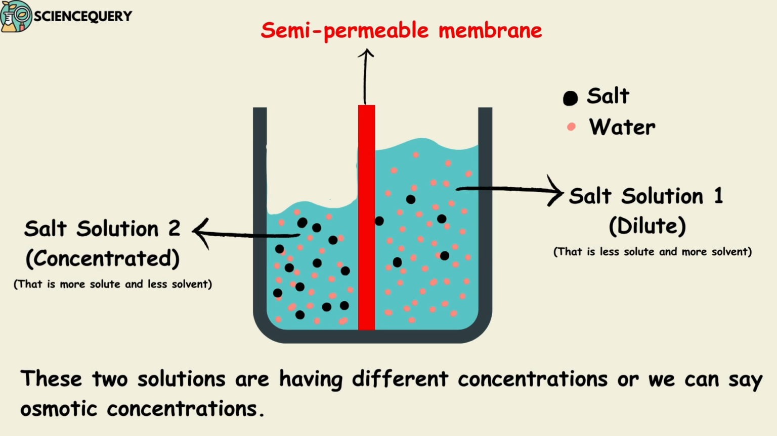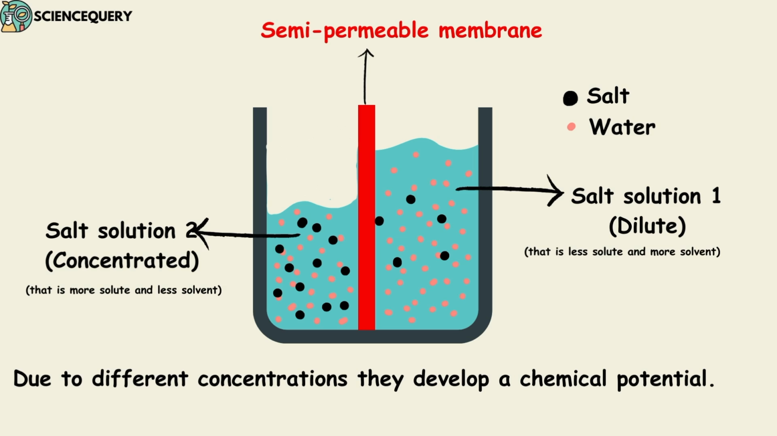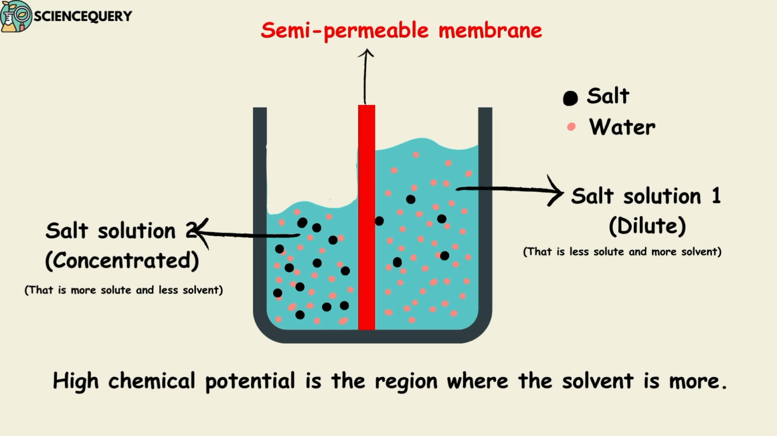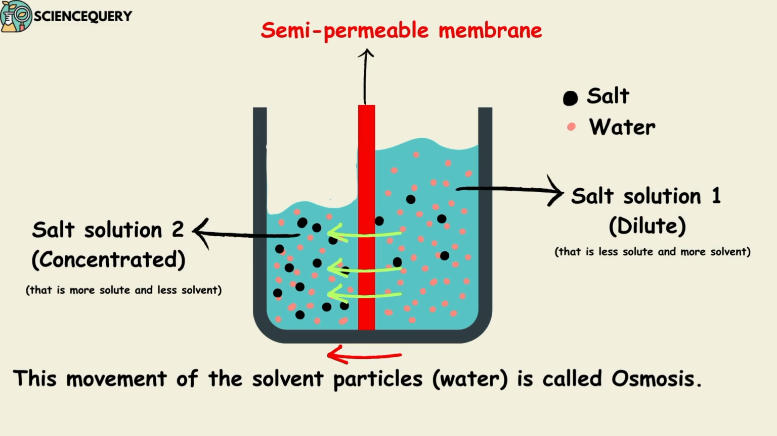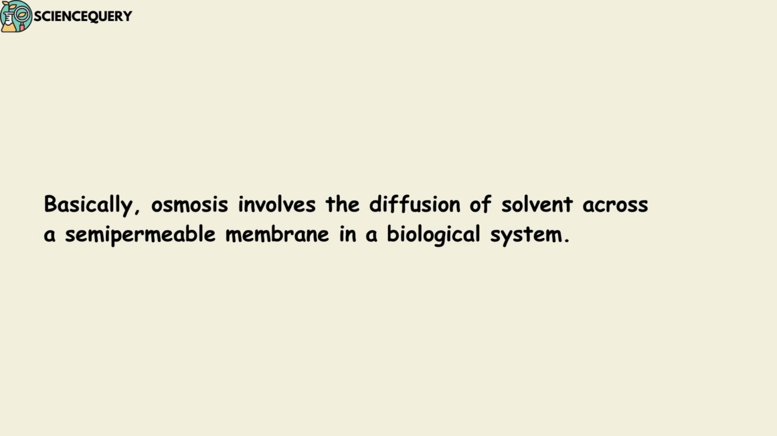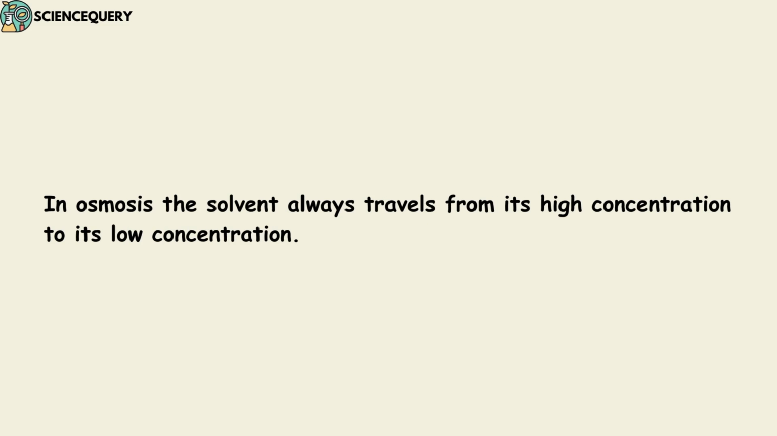Due to different concentration, they develop a chemical potential. High chemical potential is the region where the solvent is more. Hence, the solvent starts moving from high chemical potential to low chemical potential. This movement of the solvent particle or water is called osmosis. Basically, osmosis involves the diffusion of solvent across a semi-permeable membrane in a biological system. In osmosis, the solvent always travels from its high concentration to its low concentration.